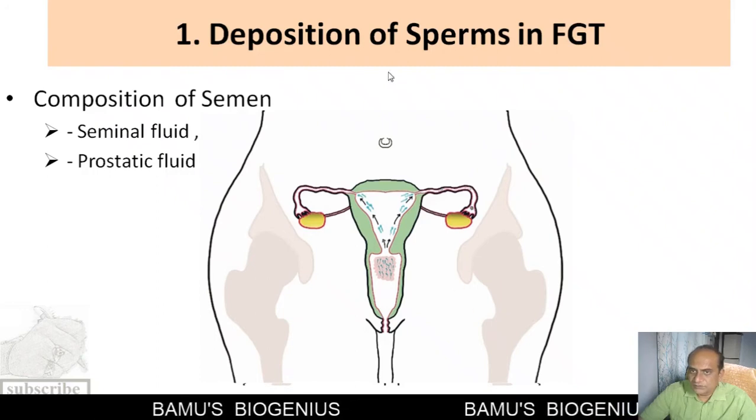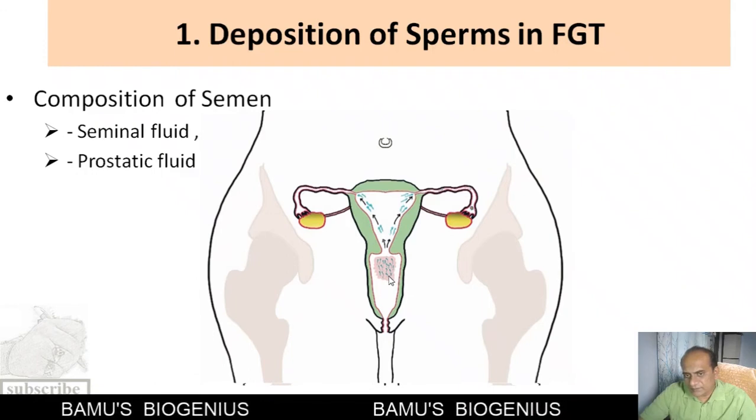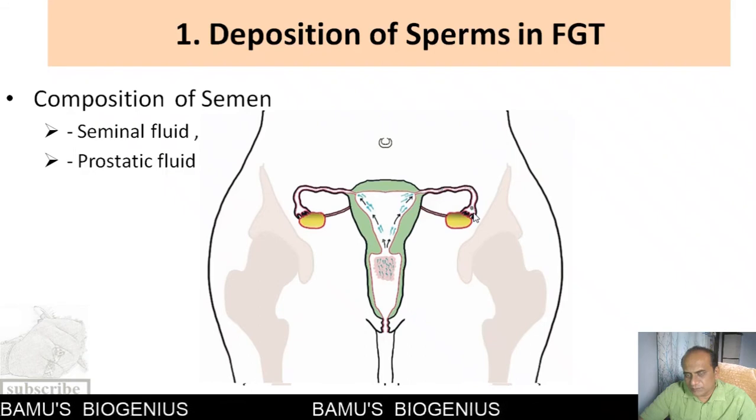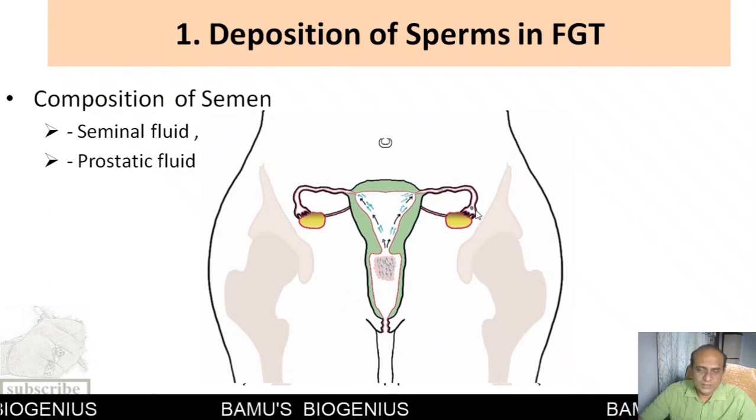So this is the deposition of a sperm in a female genital tract. Now you can see here what is the time that it takes from the vagina to reach up to the ampulla region: it is only 30 minutes. So within 30 minutes these sperms move towards the ampulla region.